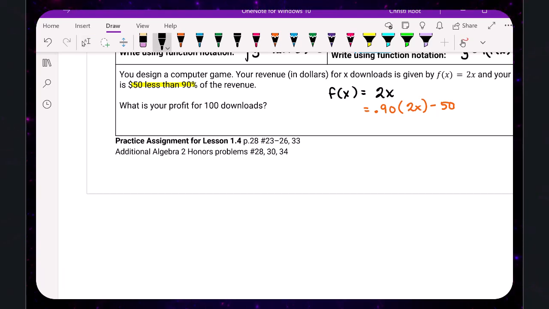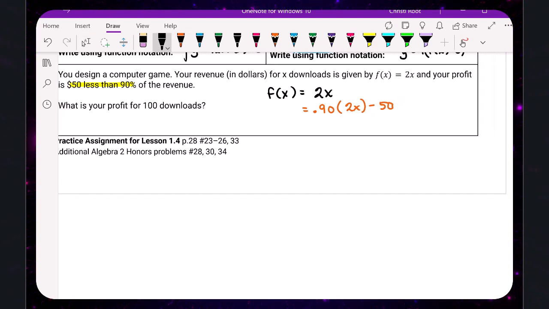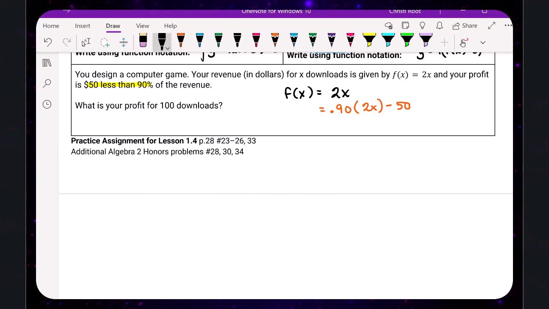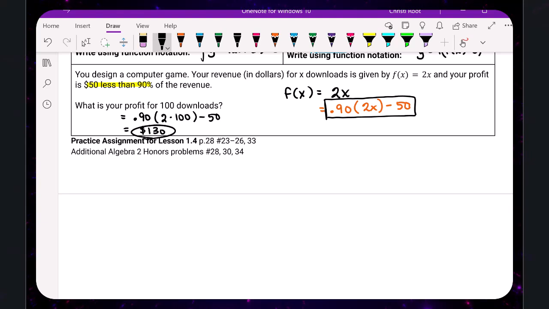So final answer, I don't think it wants us to change or anything like that. So I'm just going to leave it like this, okay? So that's my modified function. And then it says, what's my profit for 100 downloads? So if I've got 100 downloads, that means I'm going to replace x with 200. And I wind up with 130. So if I have 100 downloads, that means I'm going to profit $130. Okay, sounds like a good deal.